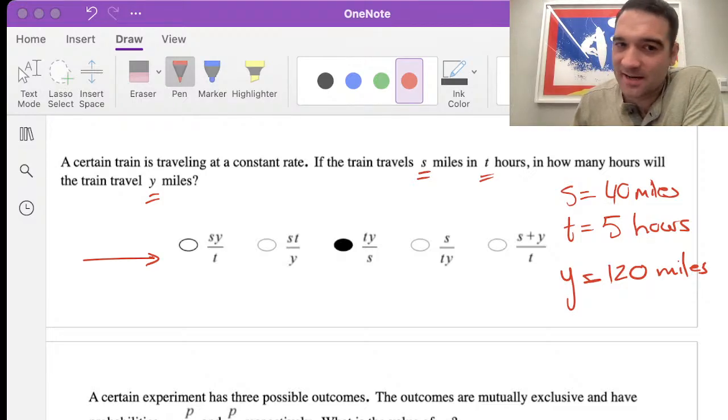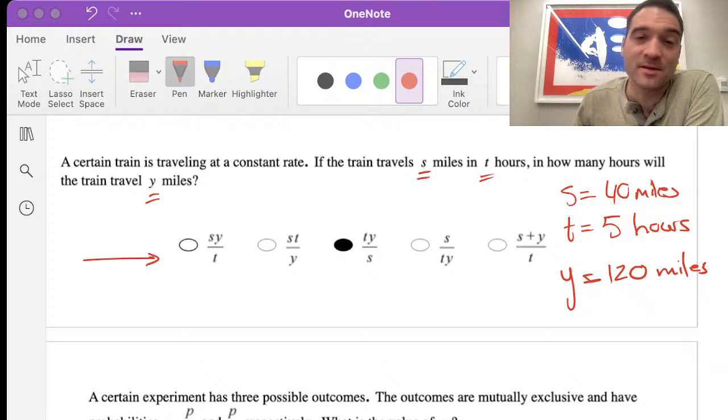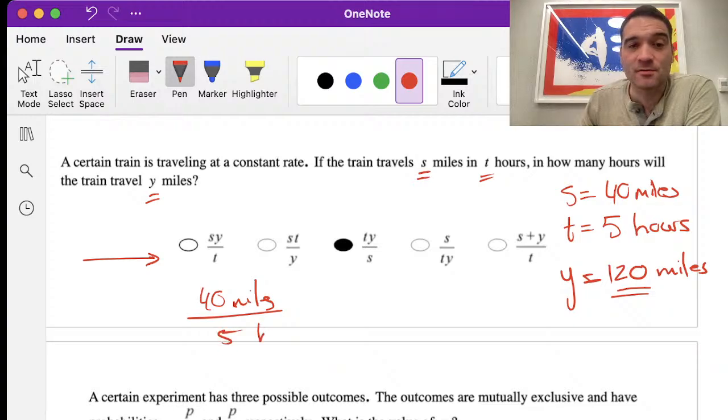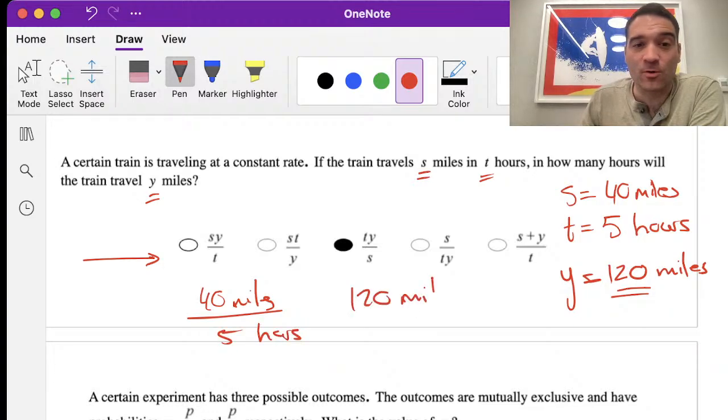So we've decided that the train travels 40 miles in 5 hours. If we're going to do our DRT calculation here, that means the train is going 8 miles an hour. We want to know how long the train will take to travel 120 miles. Well, if the train can travel 40 miles in 5 hours, then it's going to take how many hours to go 120 miles?